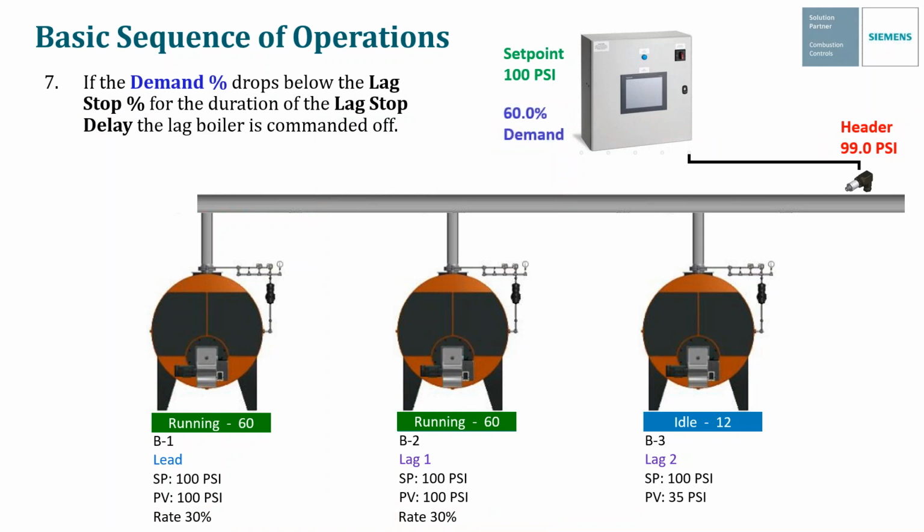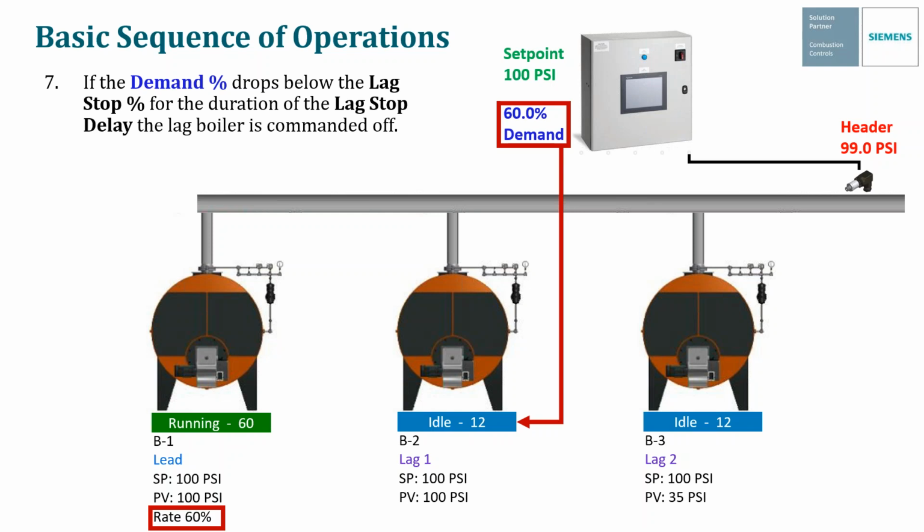Because the demand has dropped far enough, below the lag stop percentage for the duration of the lag stop delay, the lag boiler is now commanded off. So boiler number 2 has been commanded off, and you can see it there, it's gone to idle. The rate of boiler 1 has been updated to 60% because now there's no boiler 2 to split it between. So now boiler 1 is handling all of the demand.